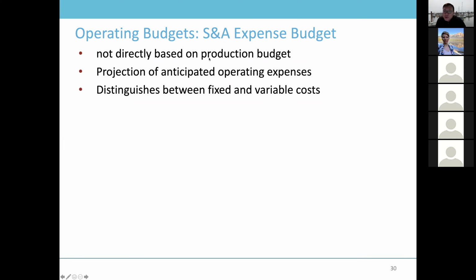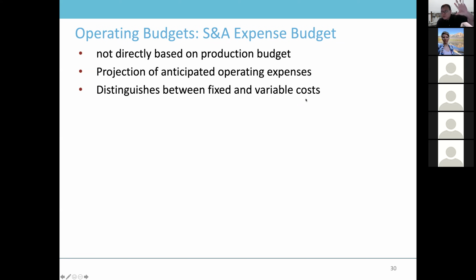This budget has nothing to do with the production budget, right? So the direct material budget, direct labor budget, and manufacturing overhead budget, they are all connected to the production budget. It's all driven by the amount of units you are going to produce. But the selling and administrative expenses budget is not based on the production budget, okay? Basically, you just estimate what the anticipated operating expenses are.